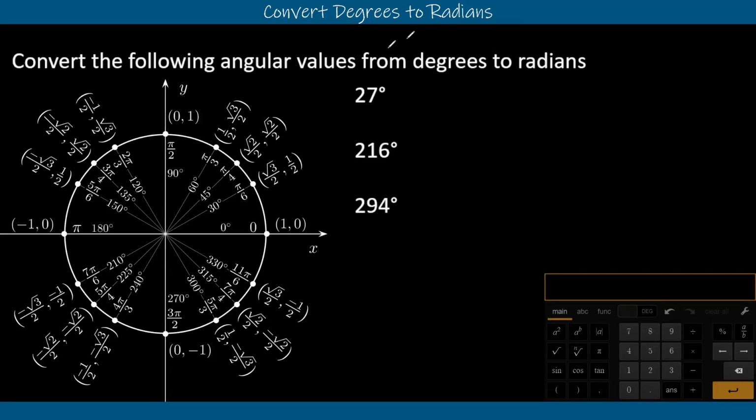In this example, we're going to look at how to convert degrees to radians. I've got 3 degree numbers here, and we're going to convert each of them. I also pulled out the unit circle over here. This compares a bunch of these values and gives you an idea of where they fall together.